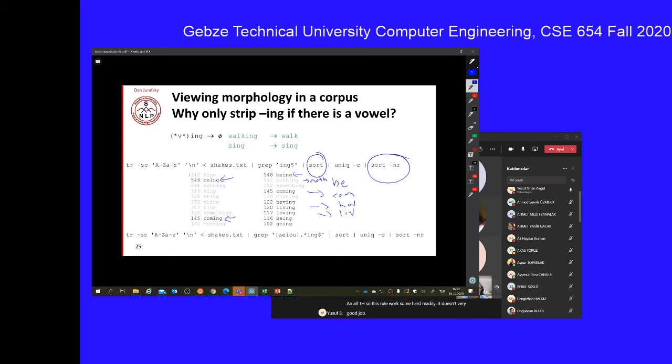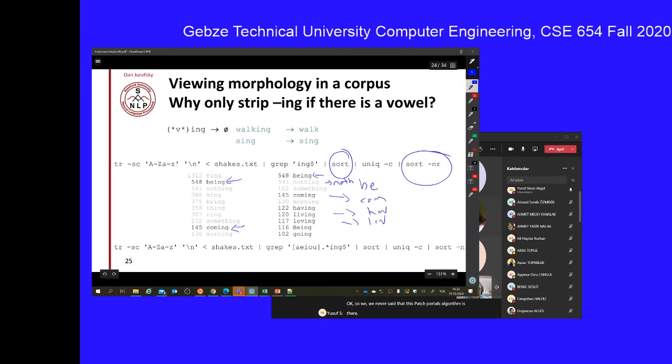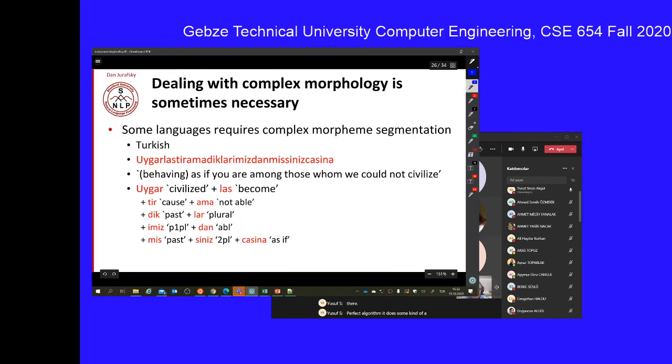Okay. So we never said that this Porter's algorithm is a perfect algorithm. It does some kind of a job. Good. So stemming is, I mean, you could find those kind of rules for certain languages, but for certain languages like Turkish, finding stemming rules that works like 80% of the time is not possible.